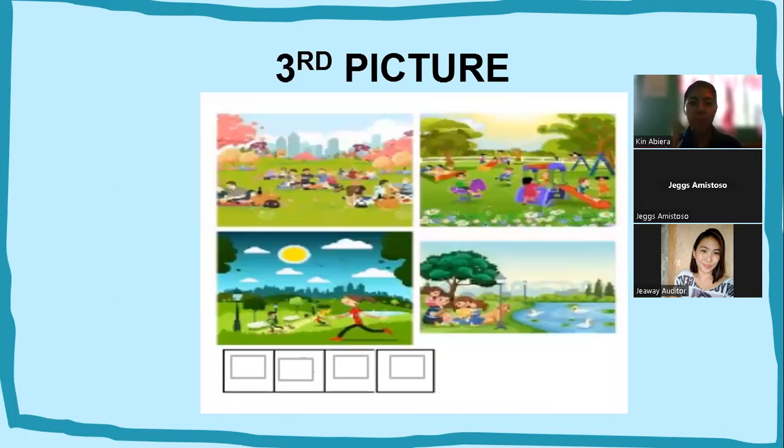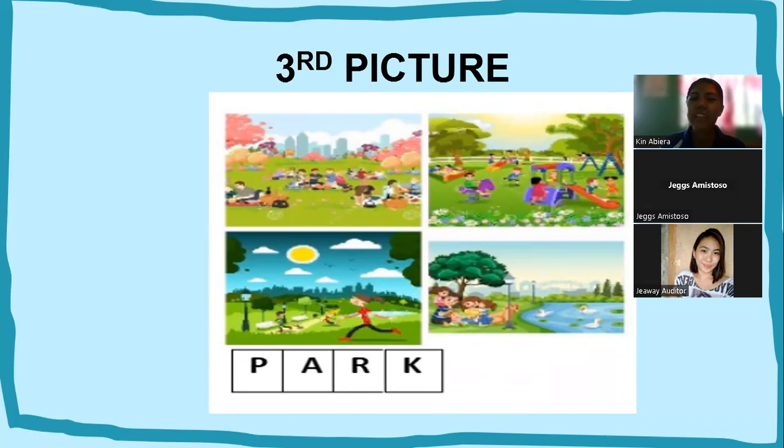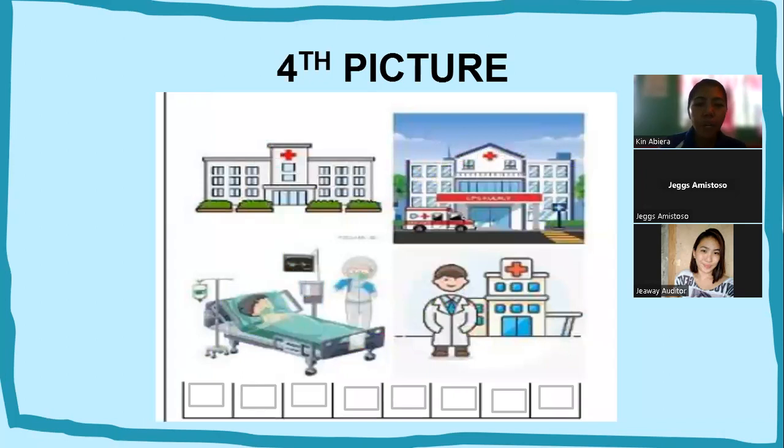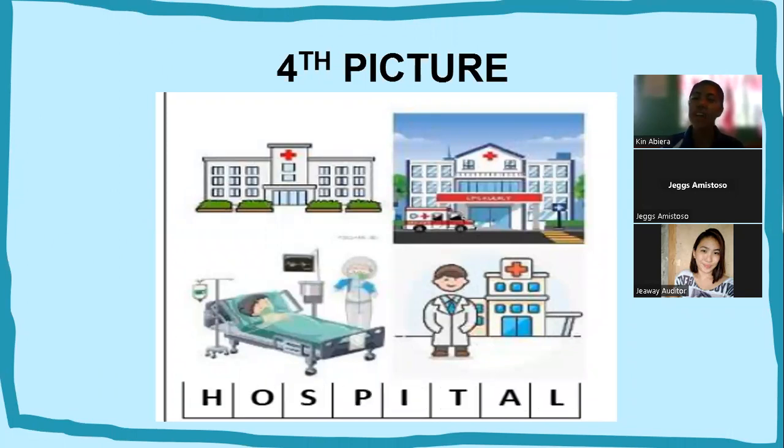How about the third picture? How about Mark? That is a park, teacher. Okay, let's see if it is a park. Very good. You answered it correctly. The answer is park. In the fourth picture, let's have Liam. The fourth picture, teacher, is a hospital. Let's see if your answer is correct. Good job. Your answer on the fourth picture is hospital.